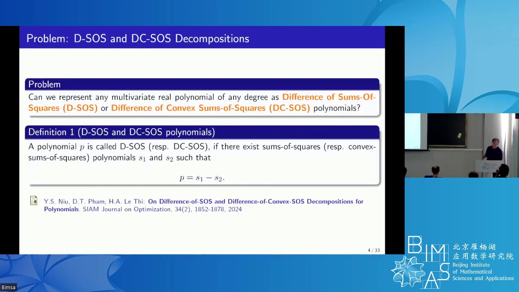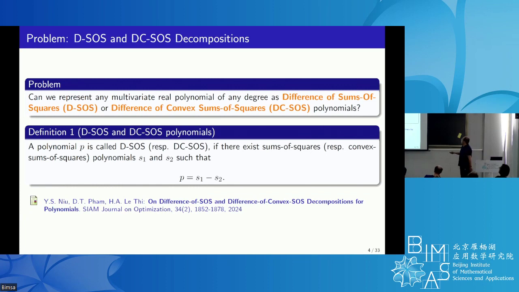So first, about the problem. Once you give any kind of multivariate real polynomial of any degree, we want to find a particular decomposition that is the difference of sums of squares, or, particularly if these sums of squares are convex, the difference of convex sums of squares. So the question is: can we indeed do it, and how to do it?